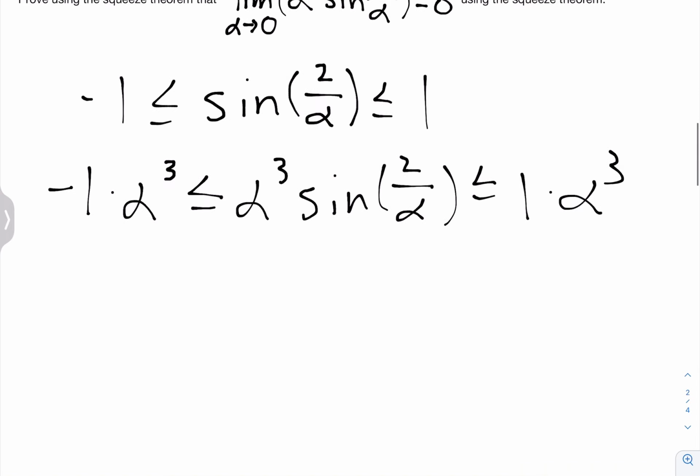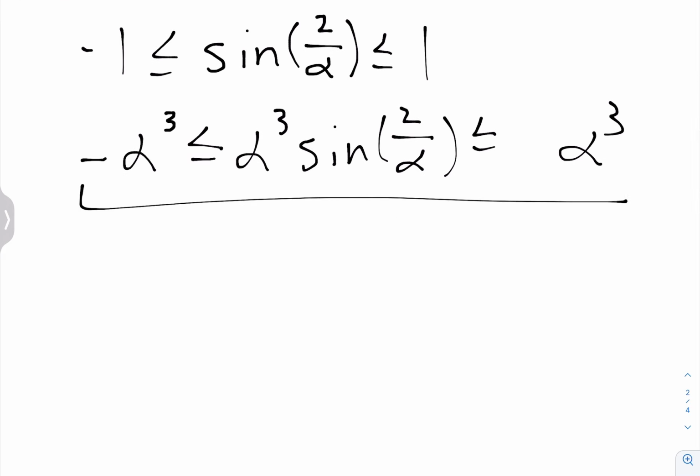Okay, so what we really have now is we can get rid of these negative ones here. We have negative alpha cubed is less than or equal to alpha cubed times sine of 2 over alpha, which is less than 1 times alpha cubed, so just alpha cubed. Okay, and what we can do now is, if this holds true, then we should also be able to take the limit of each thing.